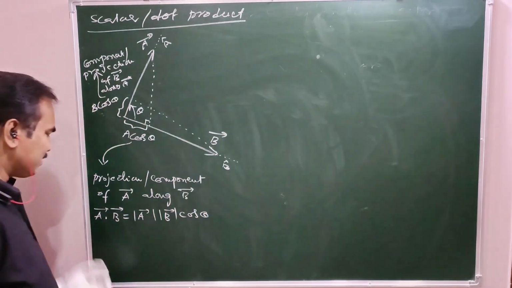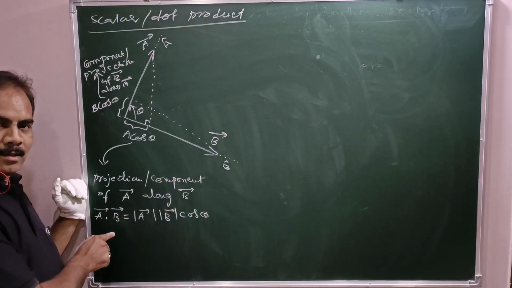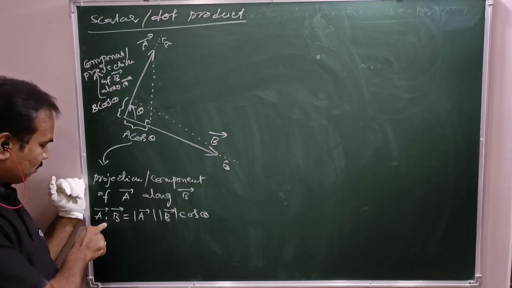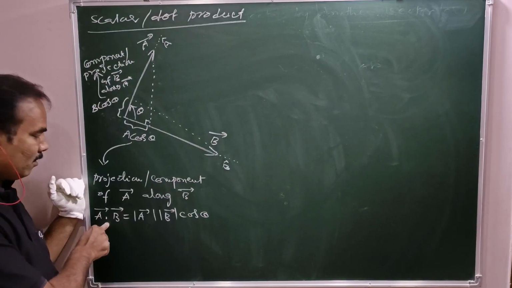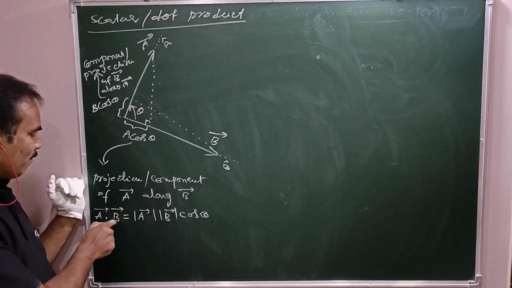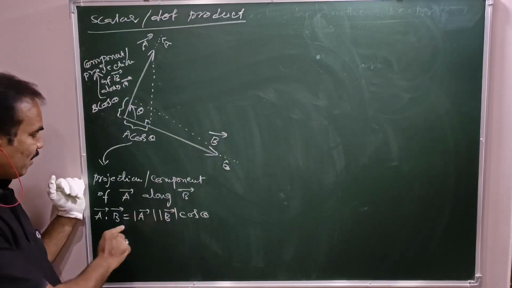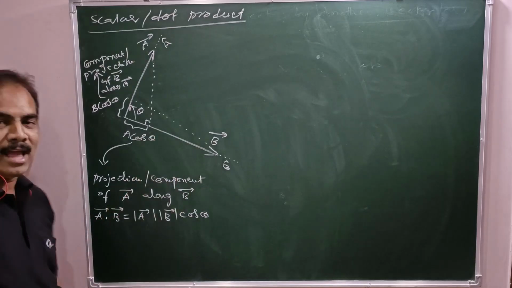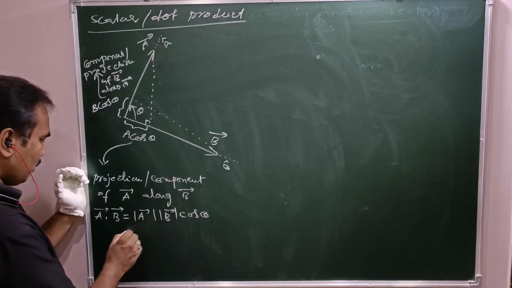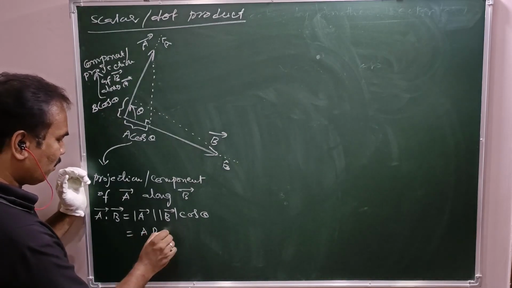See once again, the dot product of A bar and B bar can be written as A bar dot B bar. This operation is pronounced A dot B. It can be measured as the product of the magnitudes of A bar and B bar and the cosine of the angle between them. That is, mod A bar means A, mod B bar means B, into cos theta.